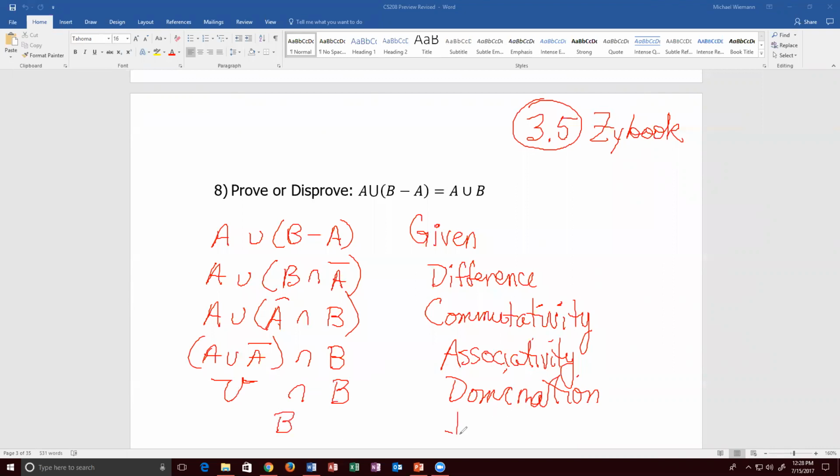And last but not least, if you take the universe and B, you end up getting B back by identity property. Now, you'll notice once we simplified it, I got B here, but my final answer should have been A union B. I don't end up with the same thing, so I've disproved this identity set from section 3.5. Completing problem number 8.